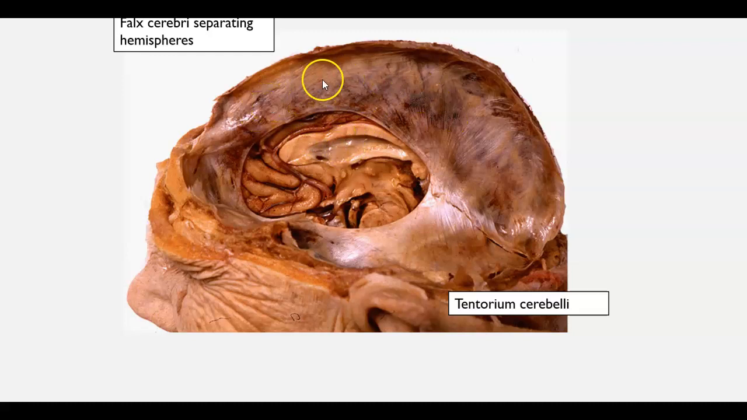And remember, we talked about the different areas of the meninges or the dura mater. And this is the falx cerebri separating the hemispheres. So again, see how tight, thick and tough this is. And then the tentorium cerebelli here. So these are, again, areas of the dura mater that are tight and could cause some issue if there's swelling of the brain.